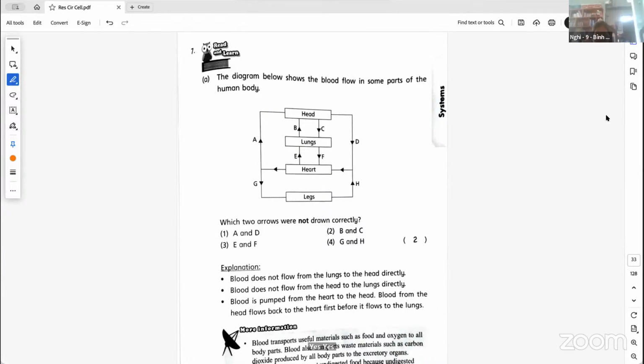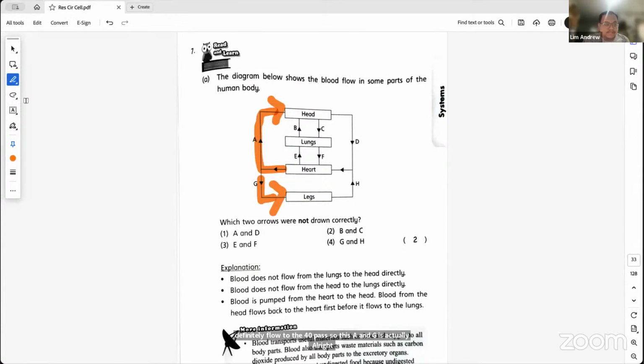I think it's number 2, right? Yes, B and C. Okay, thank you very much. So you see, let us draw using the highlighter first. We know that when blood comes out of the heart, it will definitely flow to the body parts. So this A and G is actually correct.